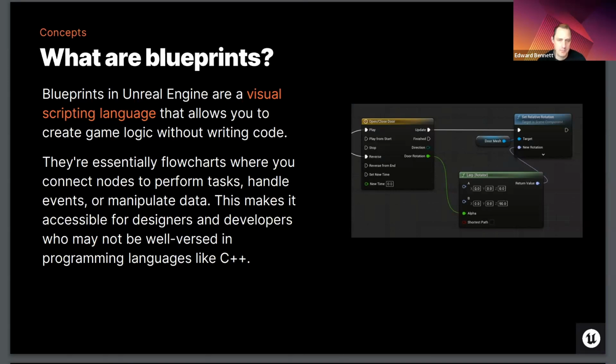What are blueprints? Now, blueprints in Unreal Engine is our visual scripting language that allows you to create game logic without writing any code. So they're essentially flowcharts where we will connect nodes to perform tasks, handle events, and manipulate data. This makes it accessible for developers and designers alike who may not be well versed in programming languages such as C++.